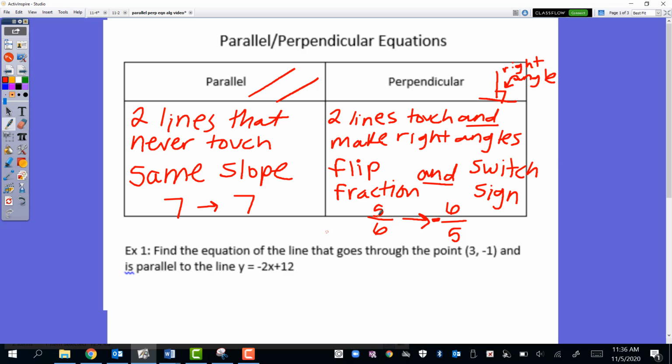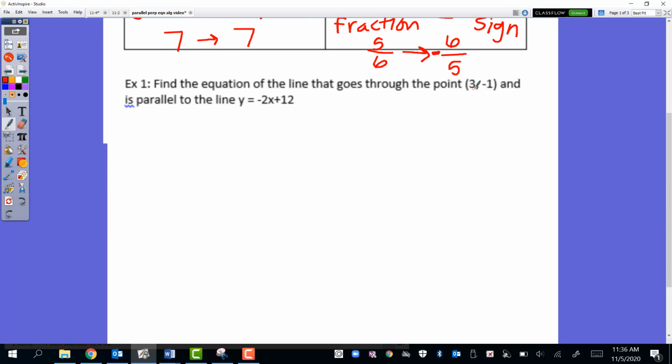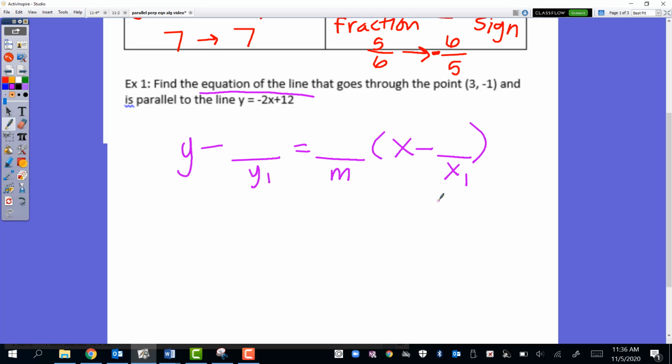Okay, so let's look at number 1. Number 1 says, find the equation of the line that goes through point (3, -1) and is parallel to the line y equals -2x plus 12. Now, if I'm seeing that it says, find the equation of the line, and I don't have a graph, that tells me I'm supposed to do point slope. So I'm doing y minus blank equals blank, x minus blank. And this is supposed to be y1 and slope and x1.